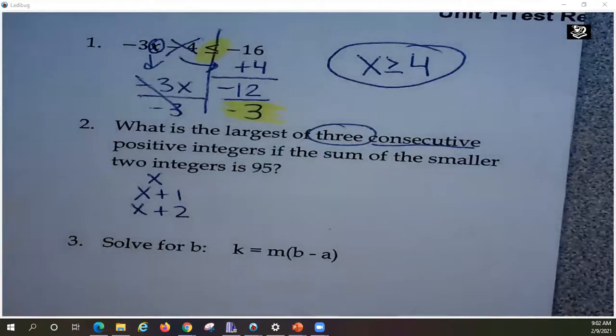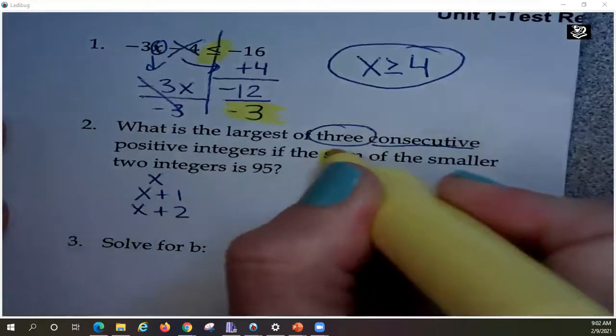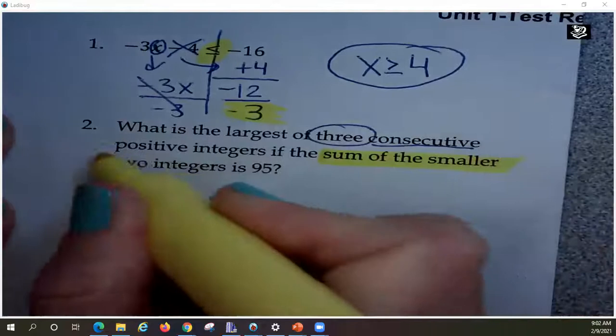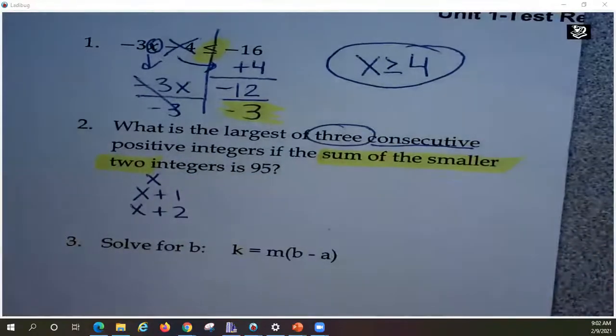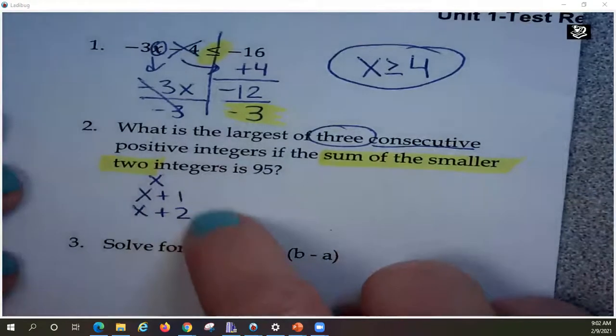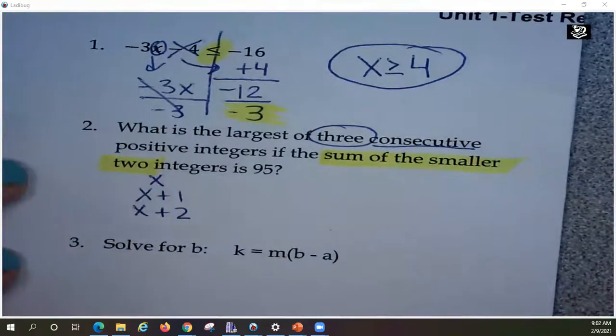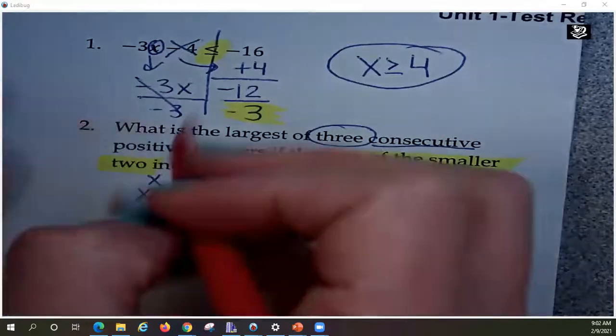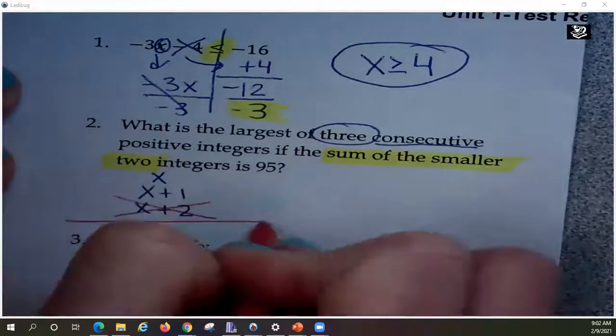Will, what else is important on this problem? Okay, what does it say to sum? It says sum of the smaller 2. Y'all got to be careful with that. Which ones are the smaller 2? What do y'all think? Good, X and X plus 1. So you're going to mark this one out.